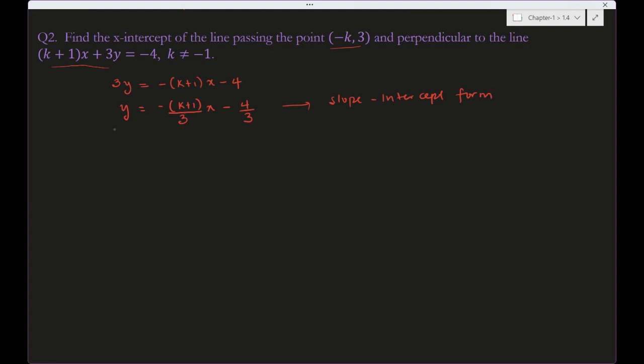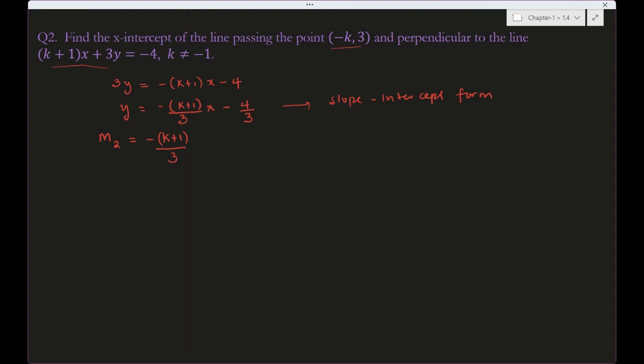So we can get the slope from here. Let's call the slope m2. Yes, let's call it m2. You can call it m1. So this is minus (k + 1) over 3.